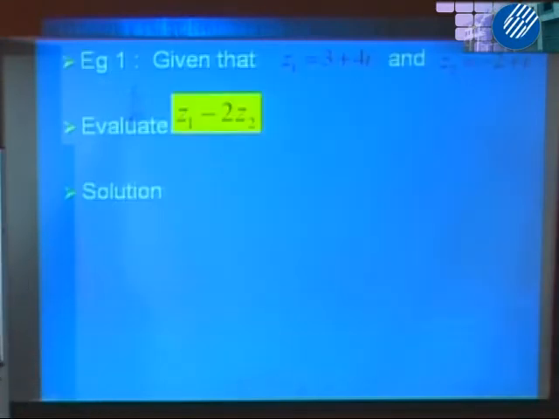Let us see some examples. Given that z1 equals 3 plus 4i and z2 equals minus 2 plus i, evaluate z1 minus 2 z2 is the problem. So how do we solve it?